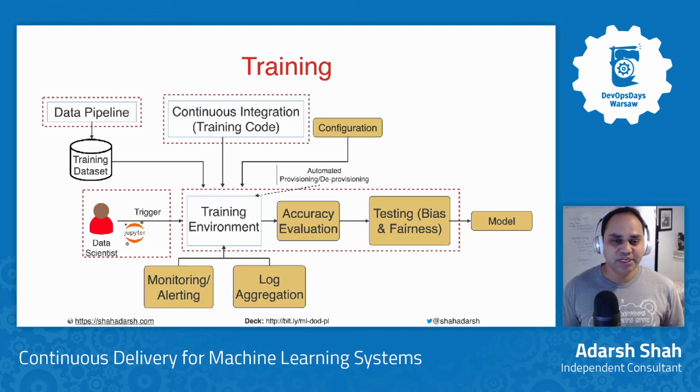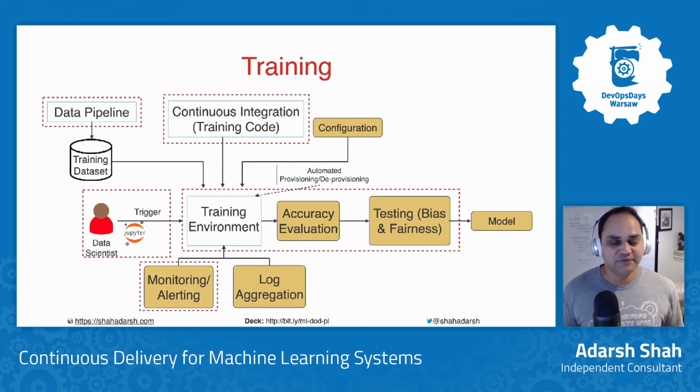Along with accuracy evaluation and testing for bias and fairness. We did talk about bias and fairness for the data phase when we were doing data management. But it's also important to have bias and fairness checks in the training process to make sure that the trained model is not biased. And then having monitoring and alerting for your training phase, right? As I mentioned, training takes time, sometimes days. And if it takes days, then you have to be troubleshooting and be available.